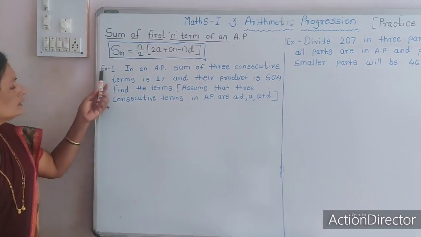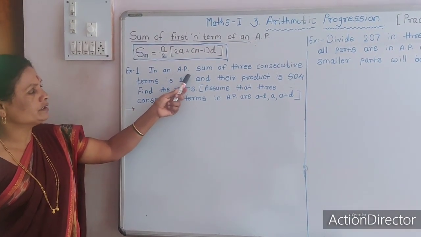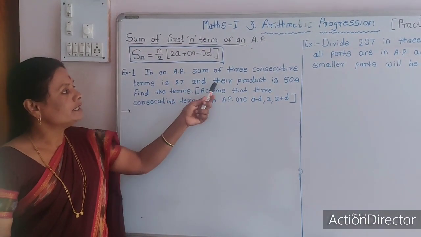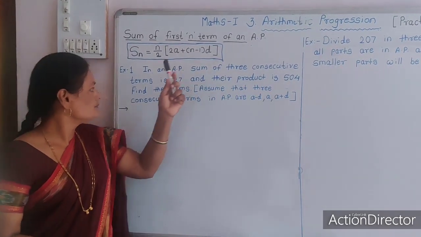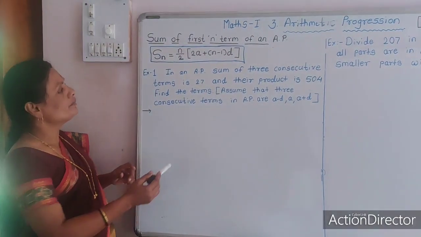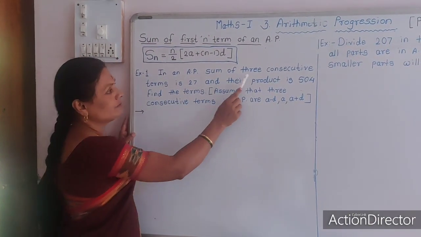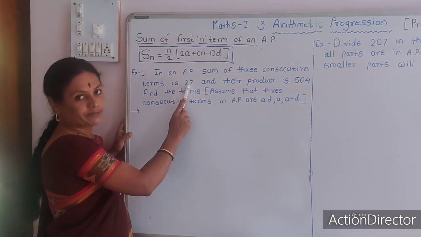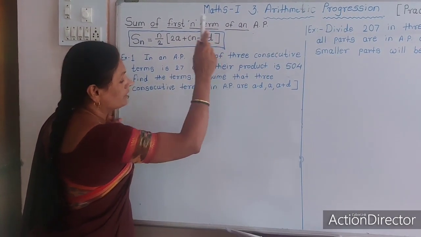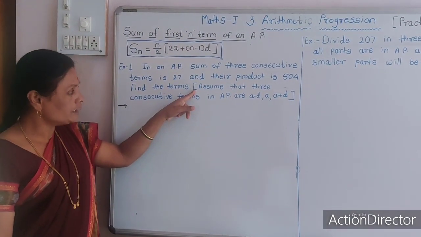Look here, example 1. In an A.P., that is, in an arithmetic progression, the sum of 3 consecutive terms is 27 and their product is 504. Find the terms. Here in this question we have two conditions. The first condition is that the sum of 3 consecutive terms is 27, and the product of these 3 consecutive terms is 504. Find the terms.